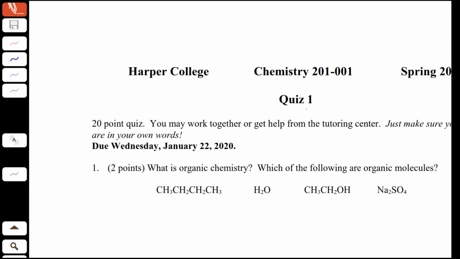Right, so let's go through the quiz. I guess before we do that, just some general stuff. Today we have lab afterwards. We'll be finishing the melting point lab and doing the recrystallization lab. Then next week we have a quiz due on Wednesday again, the one I just gave you. Everybody got a copy of that?